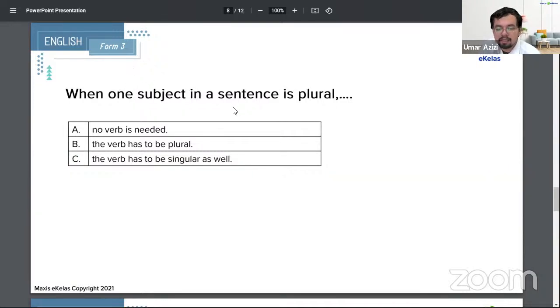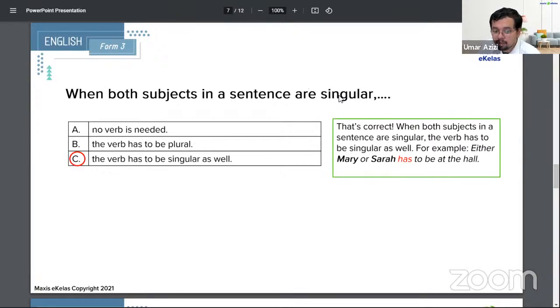So, when one subject in a sentence is plural. So before this, we talked about when both subjects, Mary and Sarah, both are in singular form, one person each.